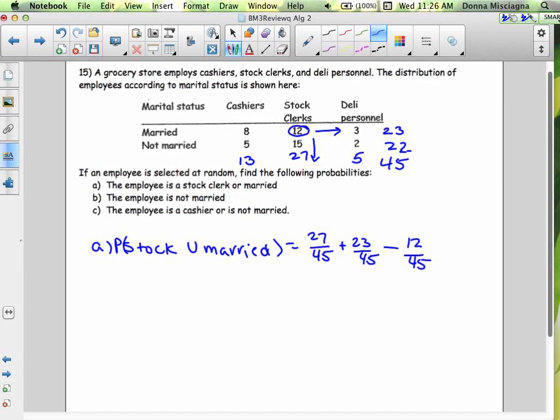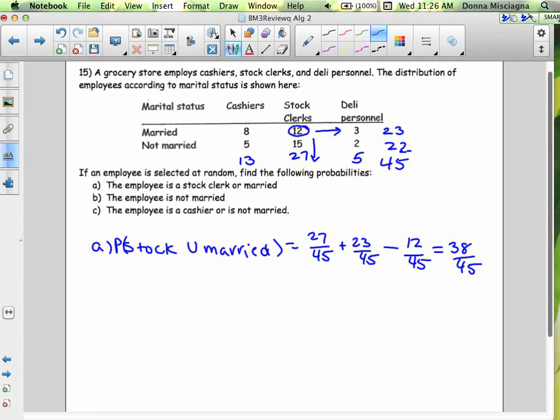27 plus 23 is going to give us 50. That alone should tell you something's wrong, right? Because there's only 45 people. You can't have 50. And because we have counted them in more than one group, we're going to subtract off the 12. So that's going to be 38 45ths. And believe it or not, that does not reduce.